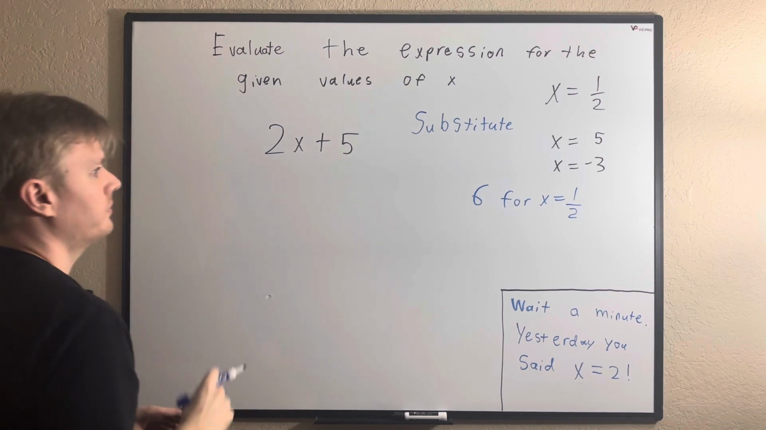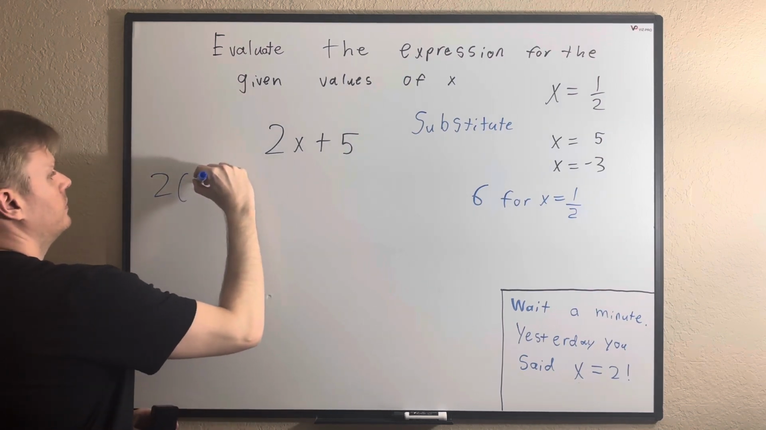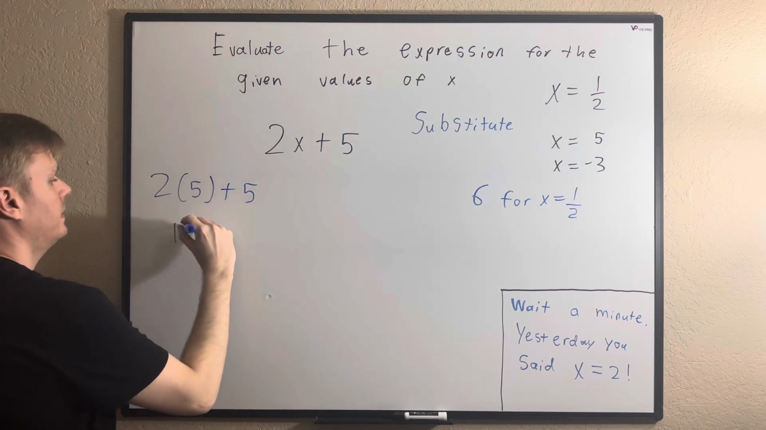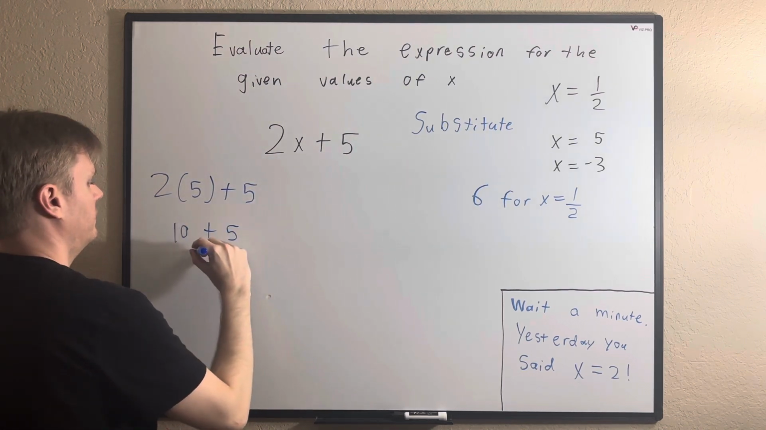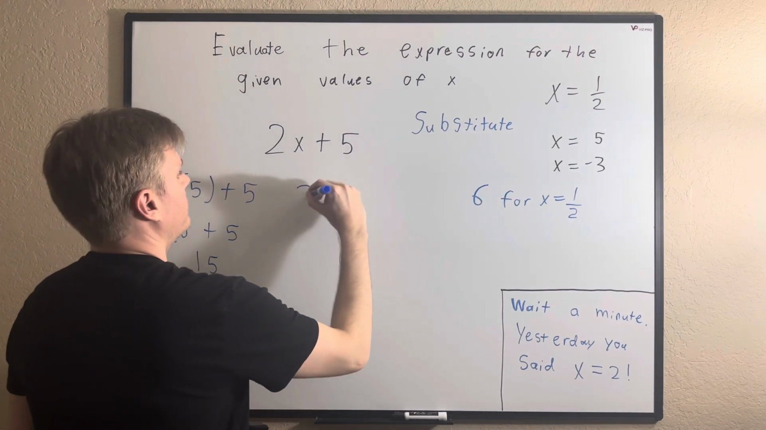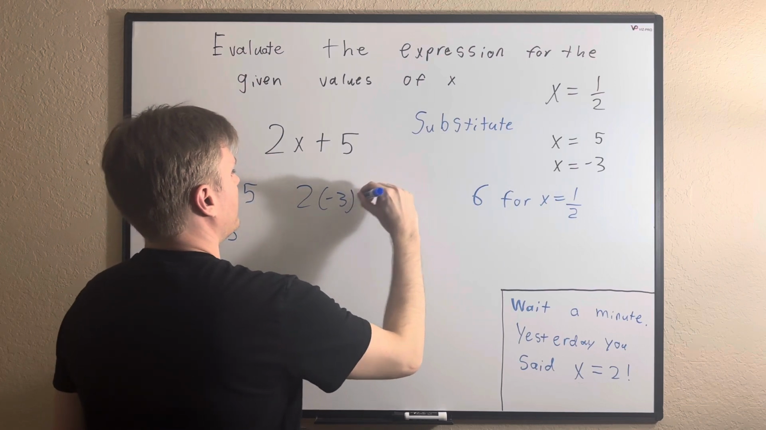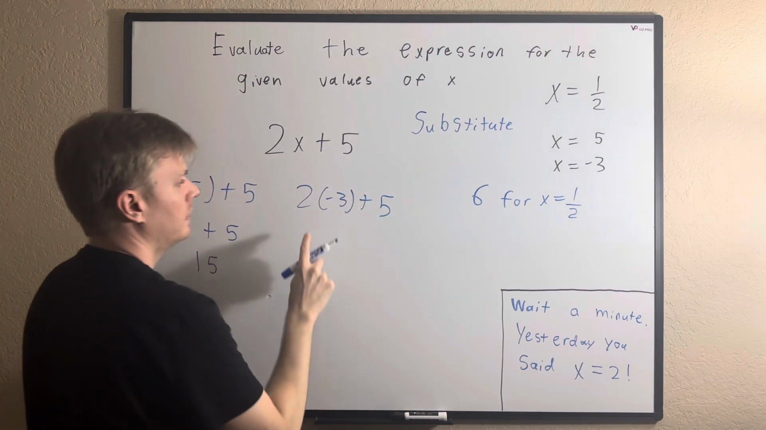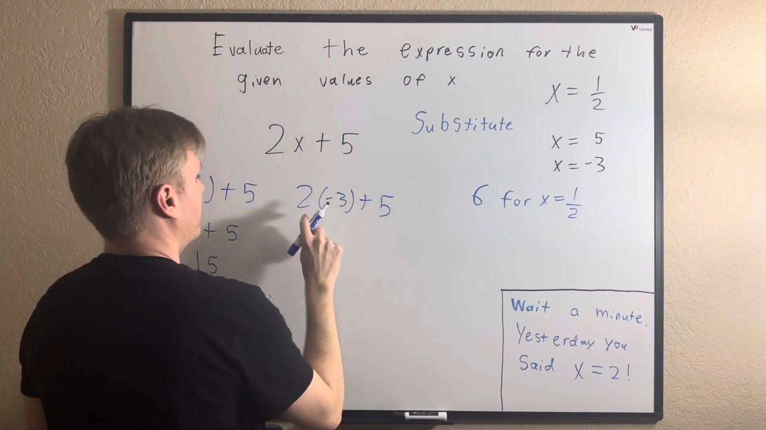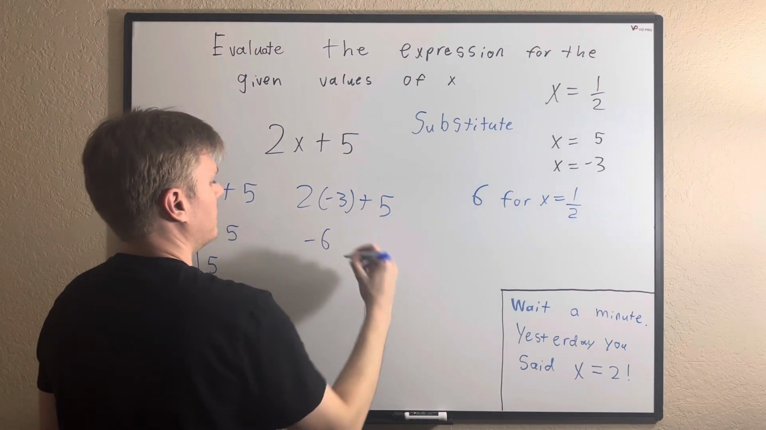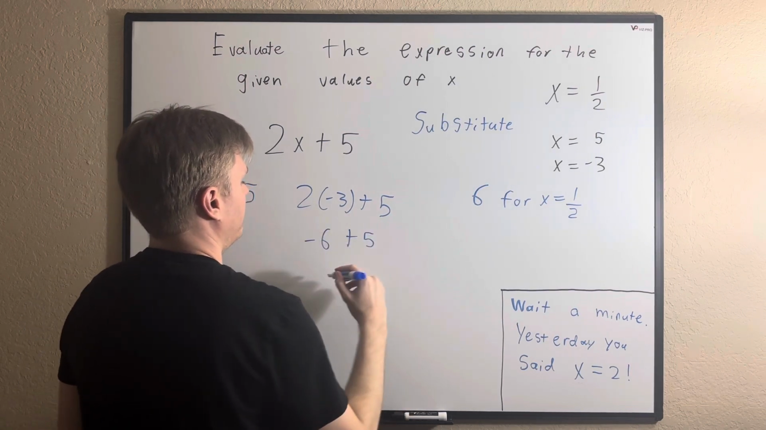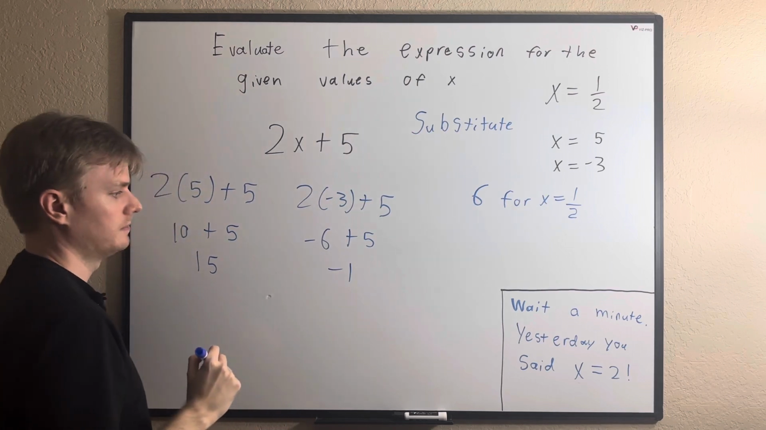All right, let's do x equals 5. 2 times 5 plus 5. 2 times 5 is 10. Plus 5, 15. And x equals -3. 2 times -3 plus 5. 2 times -3, positive 2 times negative. Positive times a negative is a negative. 2 times 3 is 6. 6 plus 5, -1.